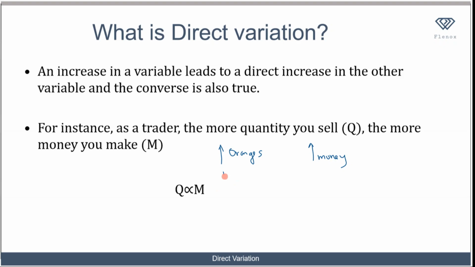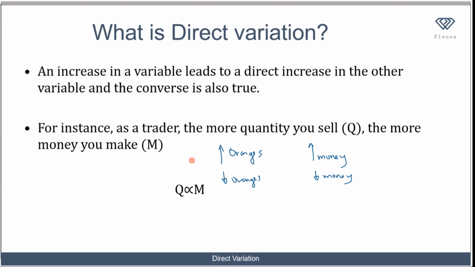And as she sells a lower amount of oranges, she makes what? A lesser amount of money. So we can see that as the sales increase, the money that she makes increases. As the quantity decreases, the money that she makes also decreases. So this is an example of a direct variation where, as a particular variable, in this case the quantity, increases, it leads to a direct increase in another variable.